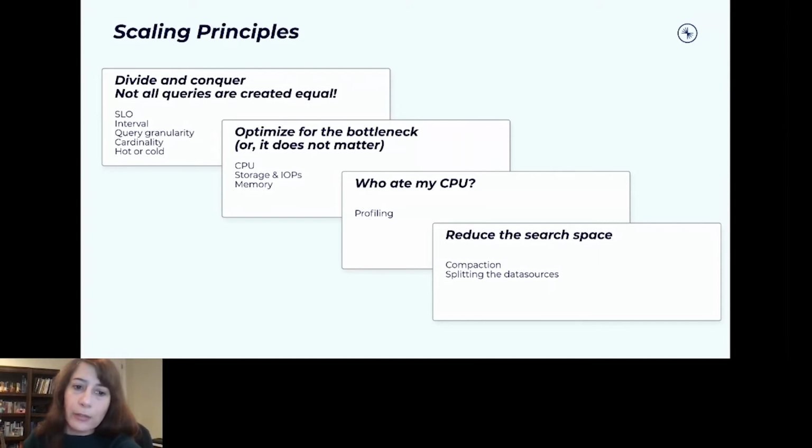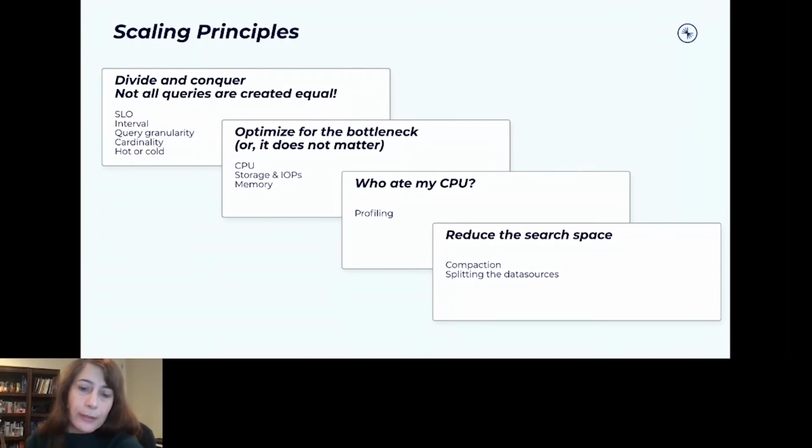Our queries are not the same. They may differ in many ways. And based on the difference in the queries or the data that these queries are reading from, we probably can partition the data and queries and optimize for each partition separately. These attributes, for example, queries can have different SLOs. They can have different interval lengths. They can have different query granularity, cardinality, or they can read from hot or cold data.